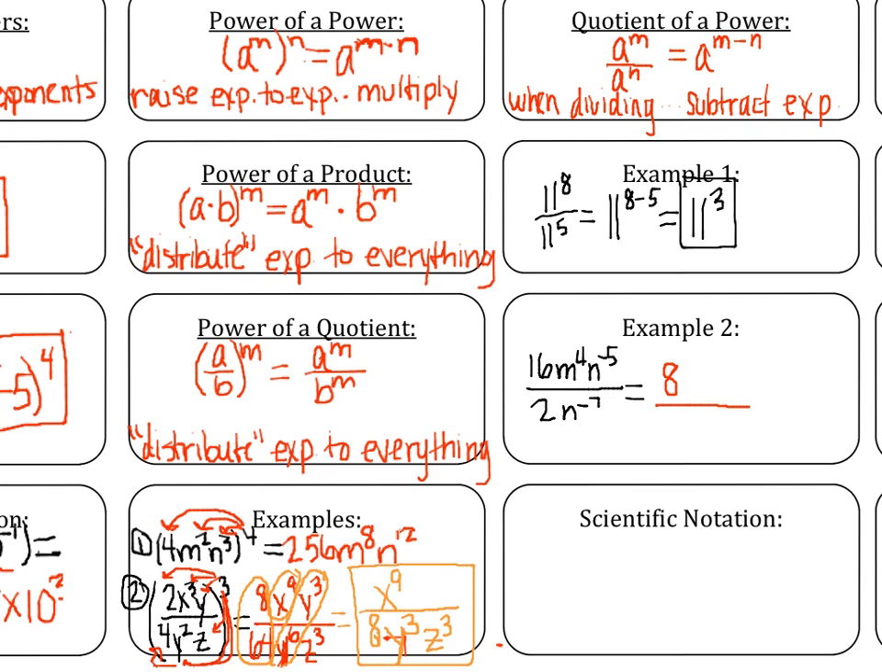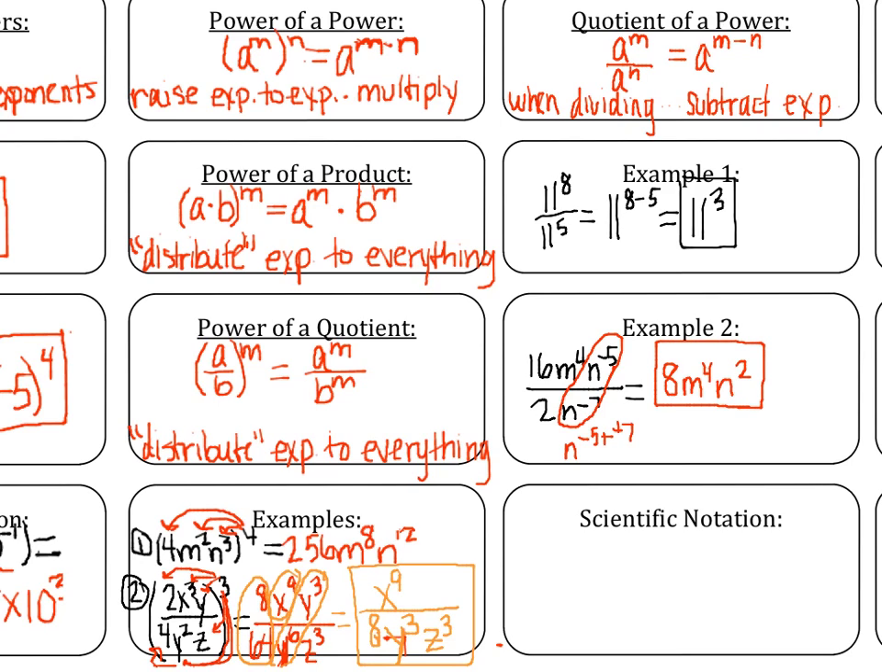M to the 4th doesn't have anything to reduce it, so I'm going to keep m to the 4 on the top. And then these, if I subtract my exponents, that's n to the negative 5th minus a negative 7. Minus a negative becomes plus, so it's really n to the 2nd. And so it's n to the positive 2, it'll go on top. And I don't have anything in the bottom, so it's just this right here.